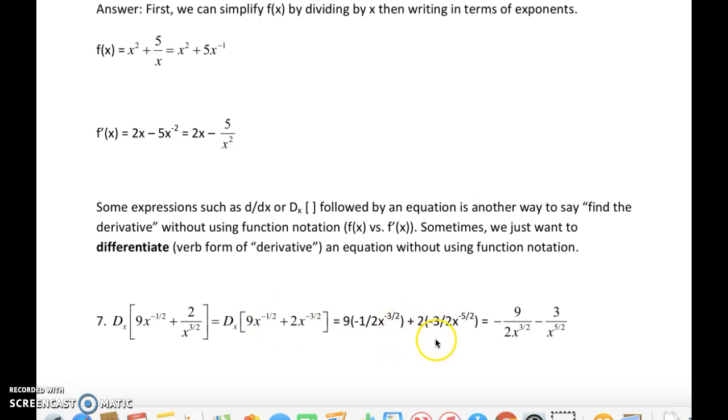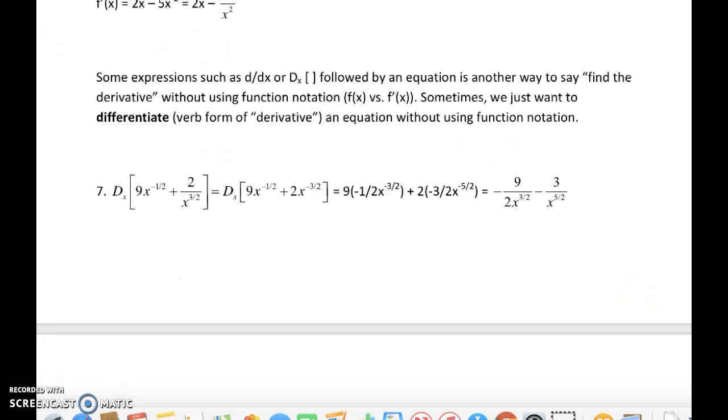And we're going to add to that because of our signs. We're going to go ahead and add 2 times negative 3/2. Eventually this is going to become negative x to the negative 5/2. And then we're going to write our exponents as positive values as we write our final answer. So we have negative 9 divided by 2, x to the 3 divided by 2. We don't need to write that as a radical. Minus 3, x to the 5/2 divided by that. And again, we don't need to necessarily write that as a radical.